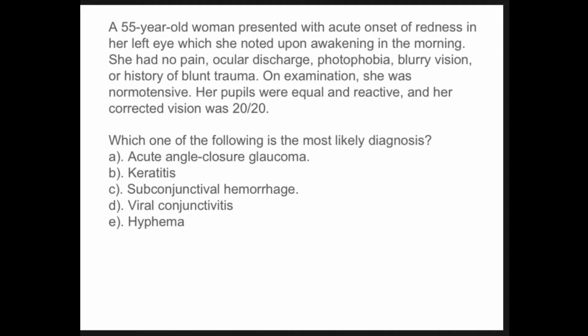Okay, and then on exam, she was normotensive. Her pupils were equal and reactive, and her corrected vision is 20 out of 20, so no vision changes. Which of the following is the most likely diagnosis? Acute angle closure glaucoma, keratitis, subconjunctival hemorrhage, viral conjunctivitis, or hyphema? Any answers? C, perfect, yeah, that is subconjunctival hemorrhage.